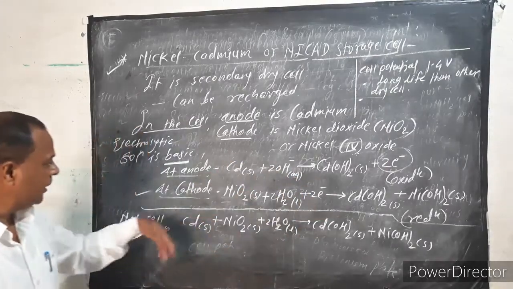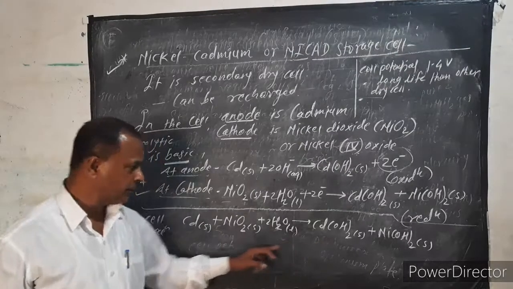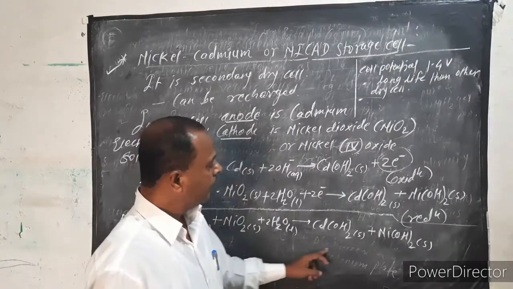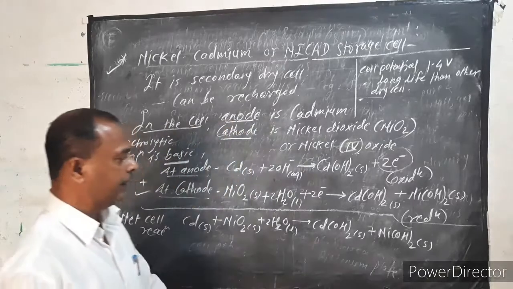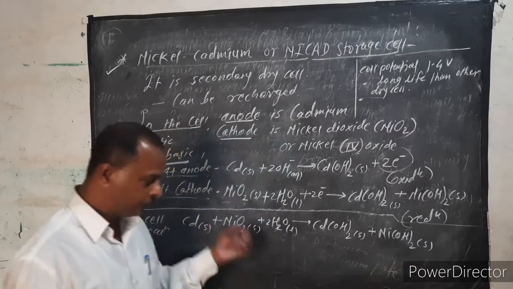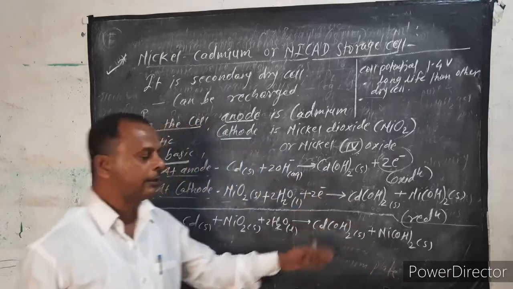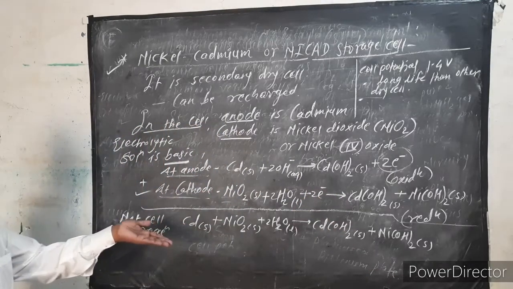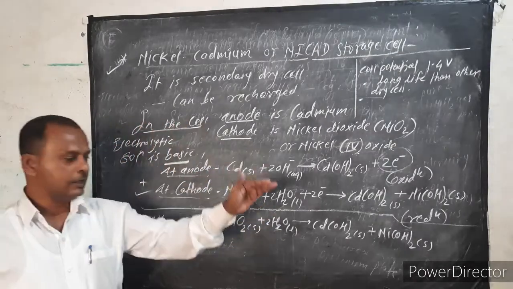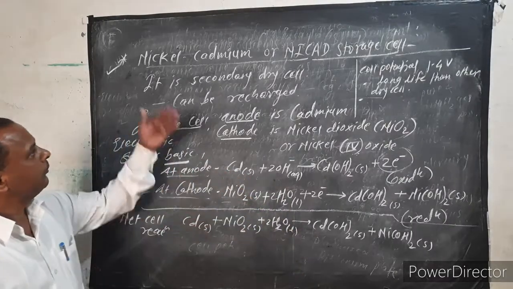These two half reactions combine together, and then you get the overall or net cell reaction. The net cell reaction is cadmium metal, then nickel dioxide plus a water molecule, giving cadmium hydroxide and nickel hydroxide, which are solid. So the reaction products are solid. The benefit is that the solid product adheres to the electrodes, and therefore we can regenerate it. So it is possible to recharge the NICAD cell.